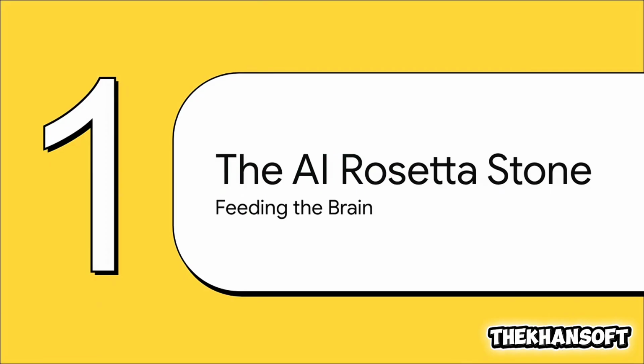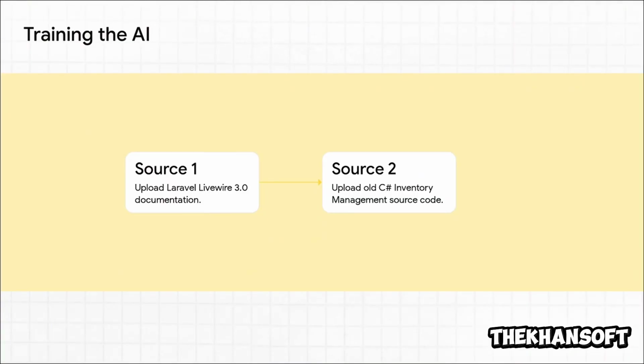Okay, so how do we actually build this AI translator? Well, first things first, we've got to give it a brain. And for that to work, it needs to become an expert in two things: where we're going, which is Laravel, and where we're coming from, my old C-sharp code. The setup is actually really simple. First, we just upload the entire documentation for Laravel Livewire 3.0. Just like that, the AI is now a Livewire expert.